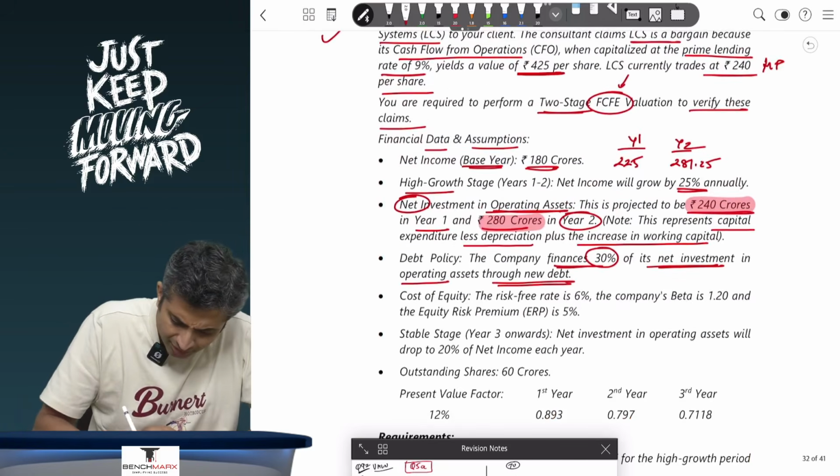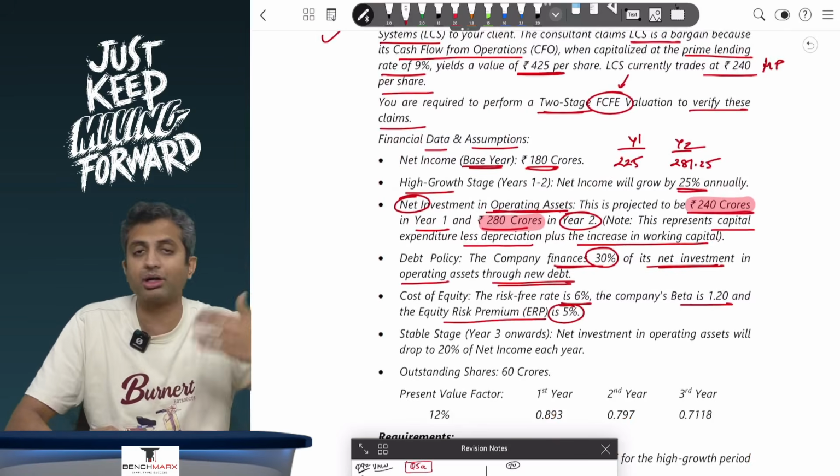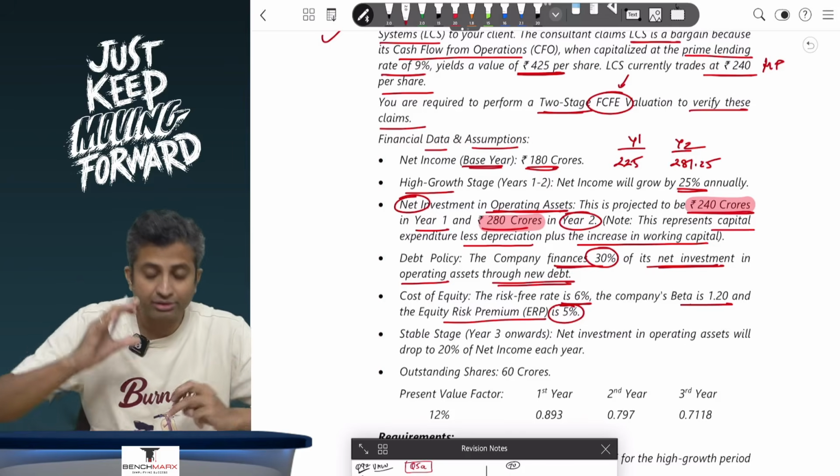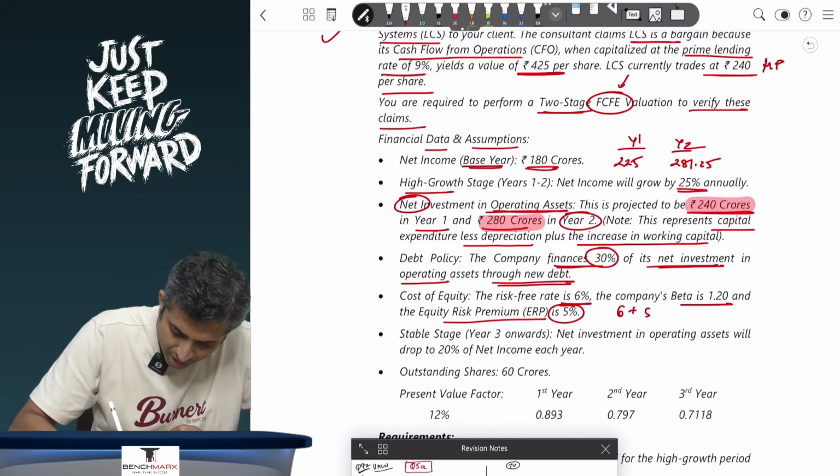Okay, the cost of equity, the risk-free rate is 6%, the company's beta is 1.2, and the equity risk premium is 5%. They've interpreted this to be market risk premium, that is the risk premium to invest in equity shares. So this is 6 plus 5 into, let us say, 1.2. So basically, I think 12% will be your cost of equity.